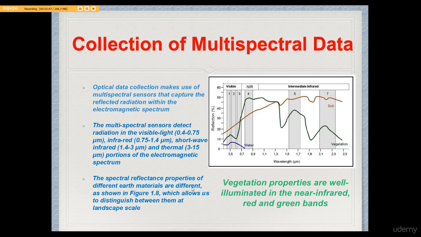There are a number of different multispectral optical data sensors. In this course, we are going to mostly cover Landsat, but before doing so, I'm also going to introduce you to some other sources of multispectral data that there are.